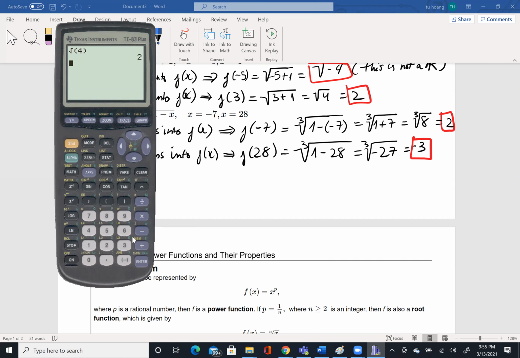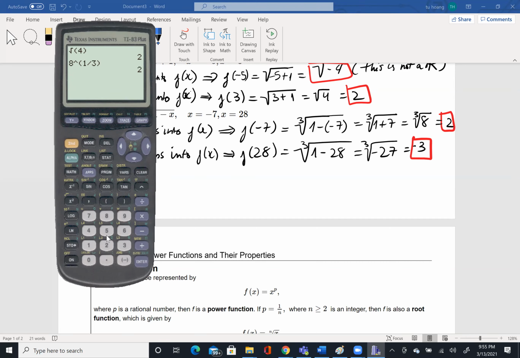For the cube root, there is no cube root button, but you should understand that the cube root is just power 1 over 3. So I'm gonna put down 8 to power 1 divided by 3, and close the parentheses. And this is 8 to the 1/3, which means the cube root of 8. That gives me also 2, right?